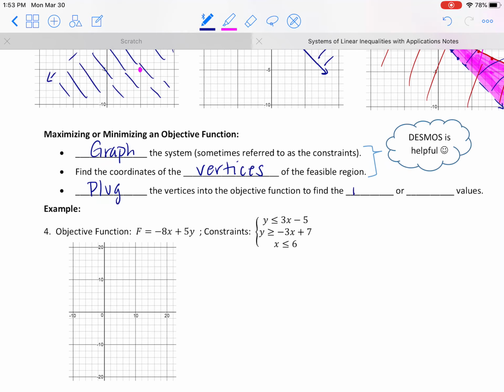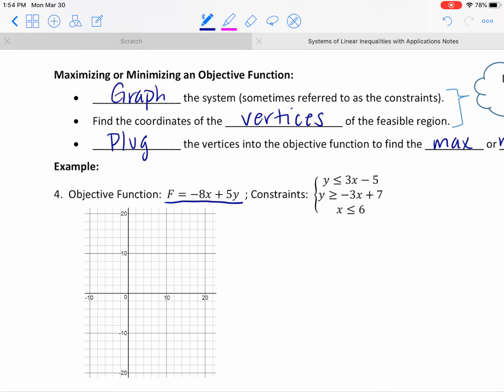And when we plug those vertices into some objective function, we're going to be able to find a maximum or minimum value. And again, that will make a little more sense when we get to a real world problem, an application problem, okay? So we have some objective function here. We're just going to ignore that for a minute. That objective function isn't going to be graphed. It's going to be something that we're trying to maximize or minimize. And what we're graphing are the constraints, the actual inequalities here.